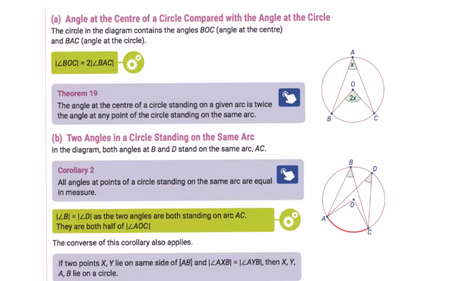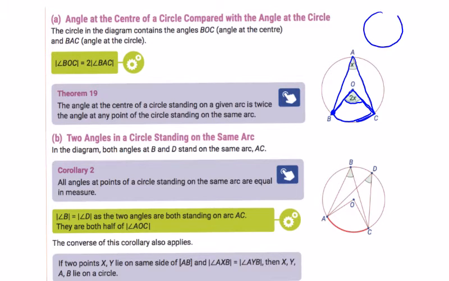The old theorem that we had to prove, theorem 19: an angle at the center of a circle standing on a given arc is twice the angle at any point on the circle standing on the same arc. If we have the arc here, we have the angle BAC up here, and BOC here, and the internal one, the one inside, is always twice the one on the outside.